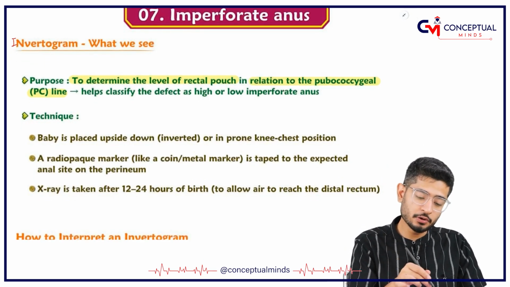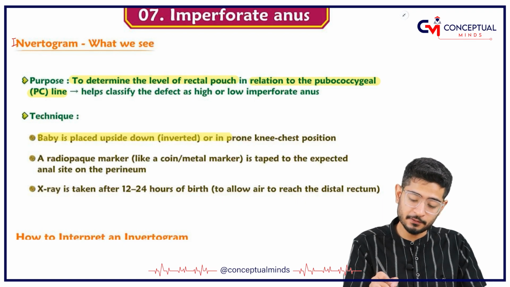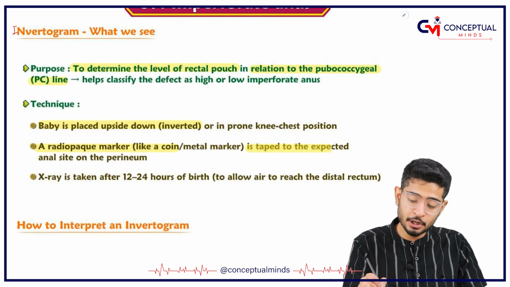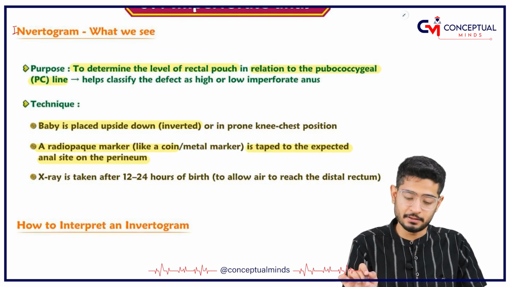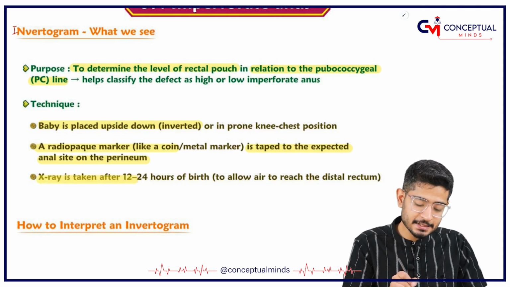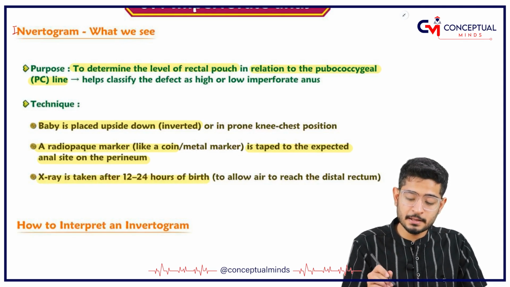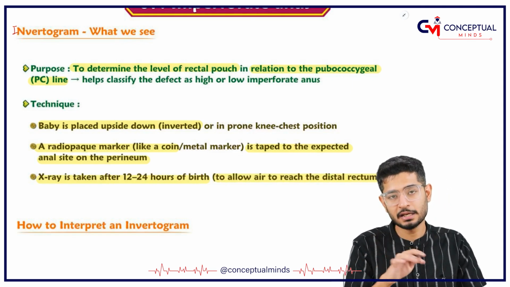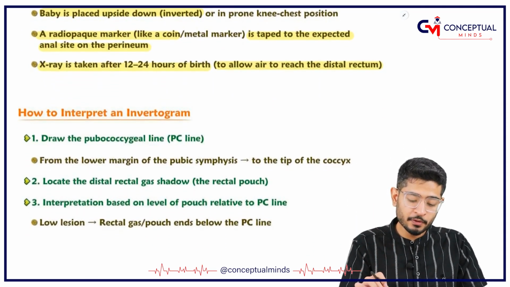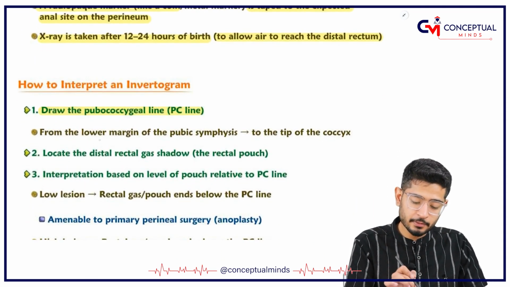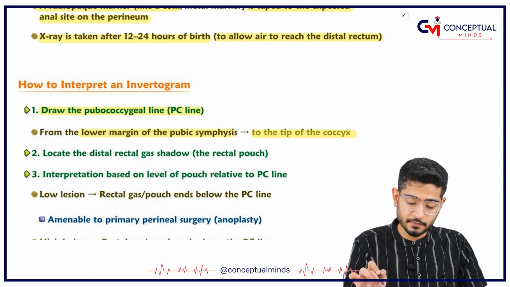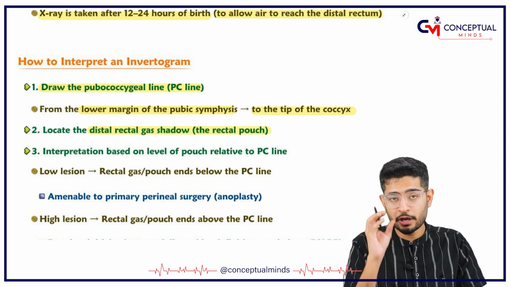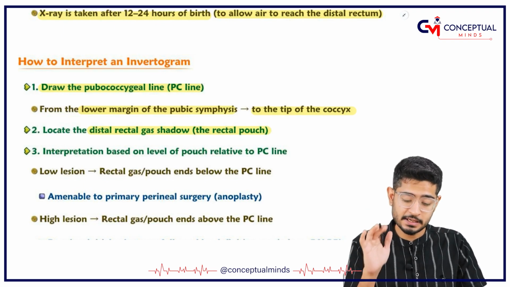So how do we do it? Baby is placed upside down, inverted, and a radio opaque marker, just like a coin or something, is taped to the expected site of anal opening. Then X-ray is taken after 24 to 40 hours of birth, to allow the air to reach the distal rectum. Now you will draw a pubo-coccygeal line from the lower margin of the pubic symphysis to the tip of the coccyx, and then you will locate the exact position where you can see the distalmost rectal shadow.